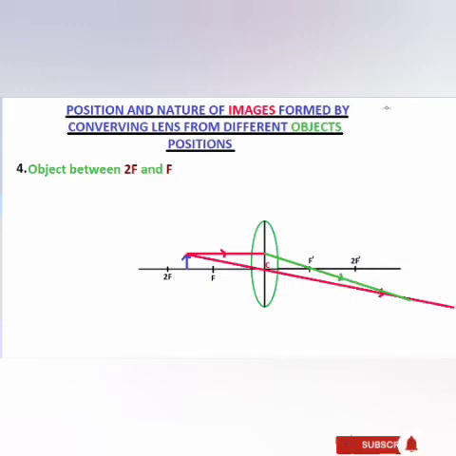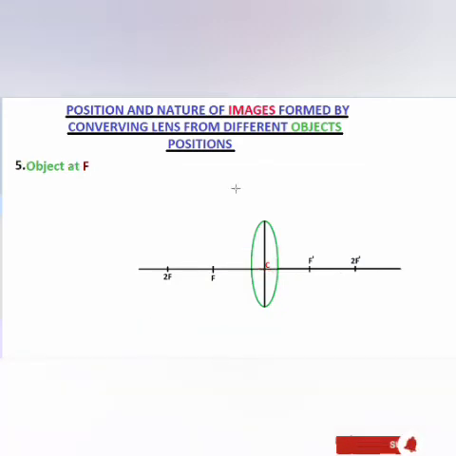Then I will draw a vertical line from the point of intersection to the principal axis and indicate the direction that it is inverted by placing arrows downward. So this is the image formed. The image is real, magnified, and inverted, and it is formed beyond 2f prime.